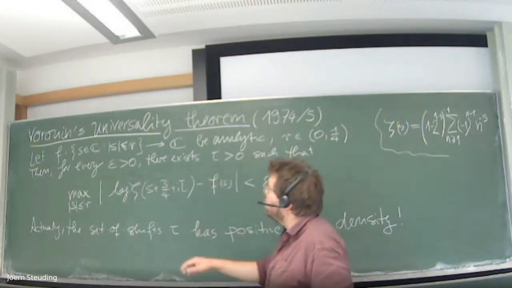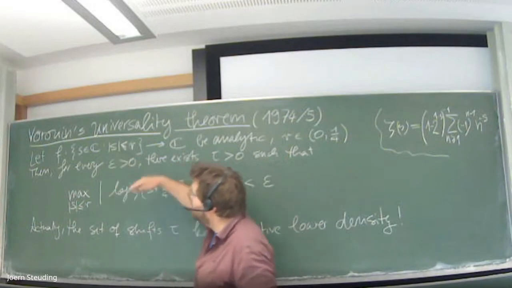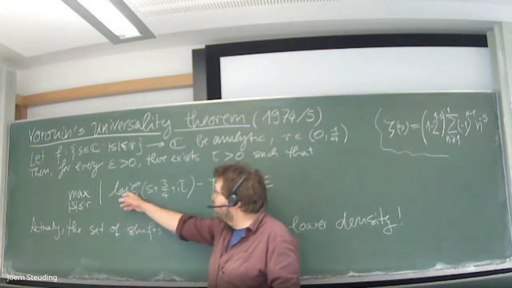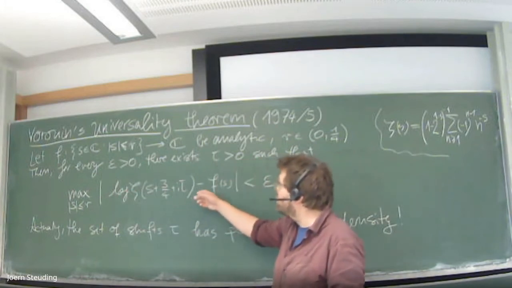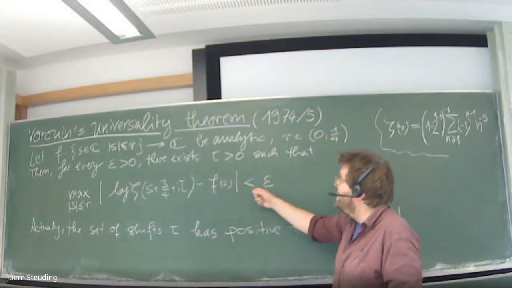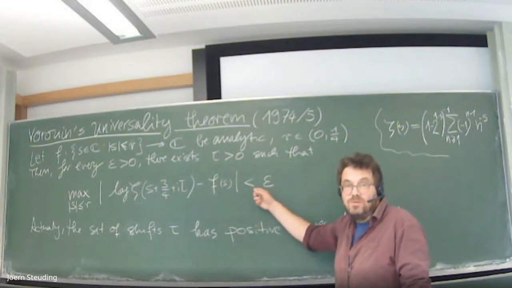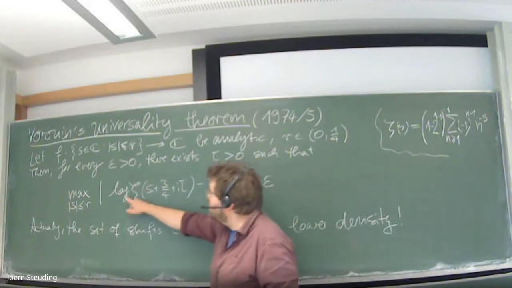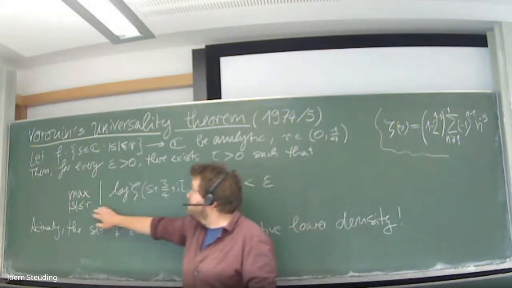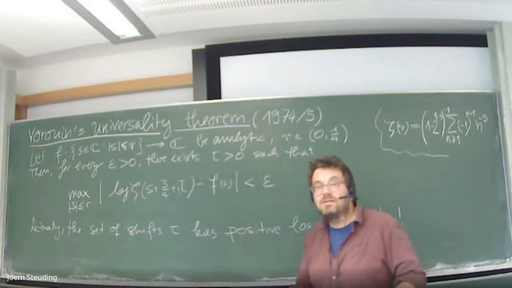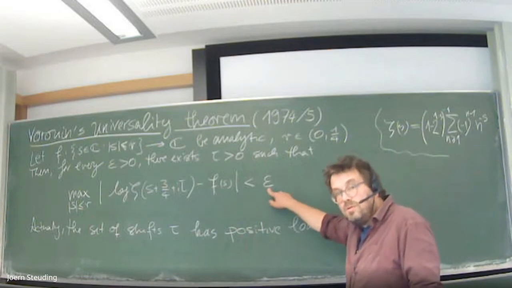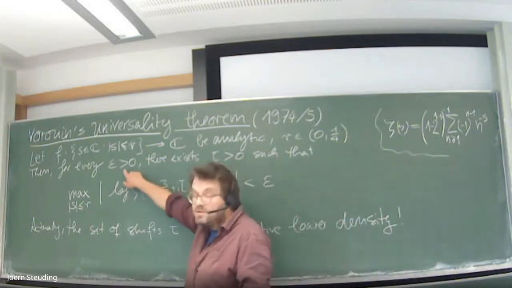taken over all arguments s from the disk where f is defined of the absolute value of the difference of the logarithm of the zeta function minus our target function f is less than epsilon. So that means that this logarithm of the zeta function approximates f of s on this compact disk where f is defined, up to a very small error, the error as small as you want.